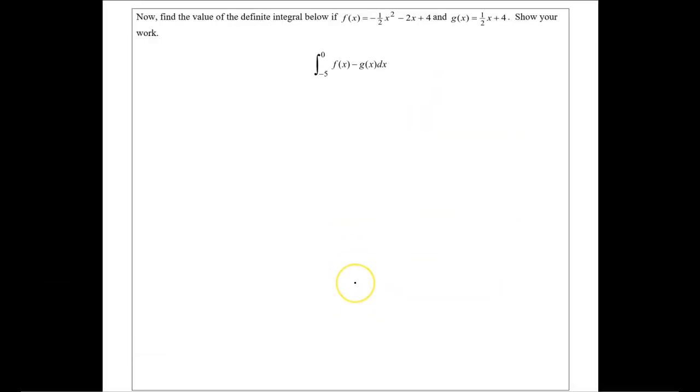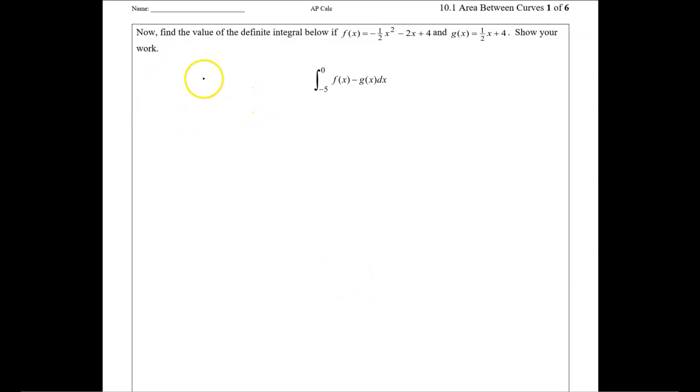So here's our definite integral. And I'm going to rewrite it here using our two functions, right? This is exactly what we did on the previous page, but now we're doing it by hand. So it's the integral of negative 1/2 x squared minus 2x plus 4 minus, and careful with your algebra here, parentheses, 1/2 x plus 4. So we're subtracting all of g, and this is all with respect to x.